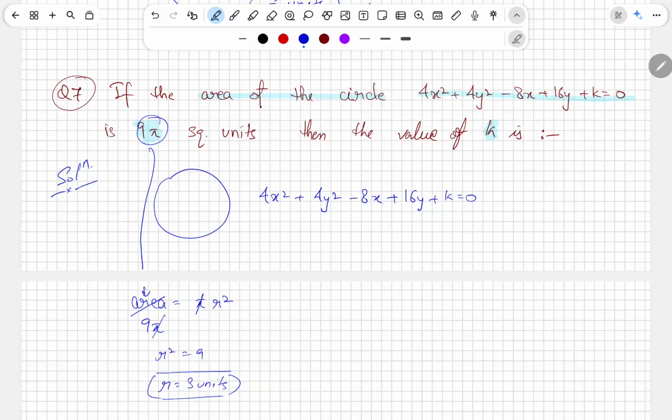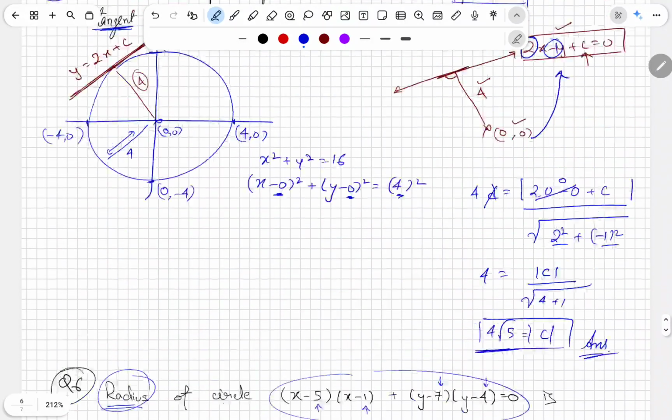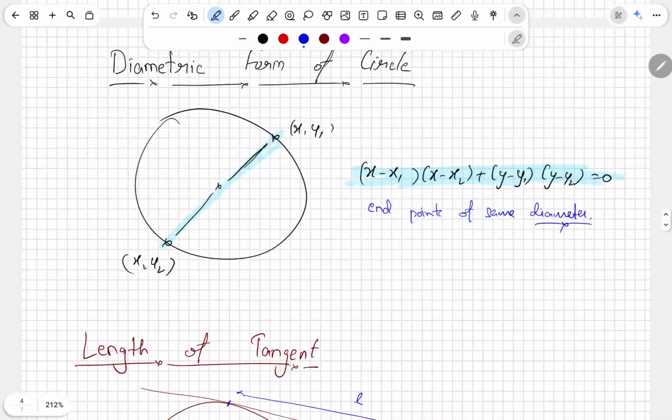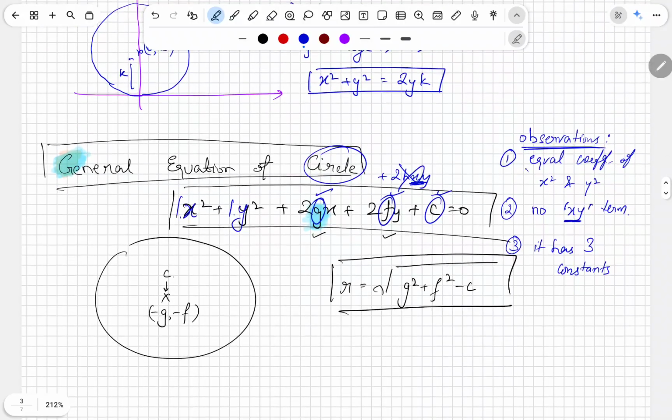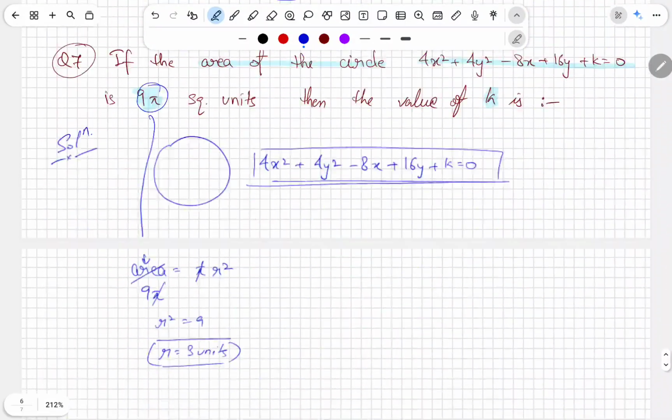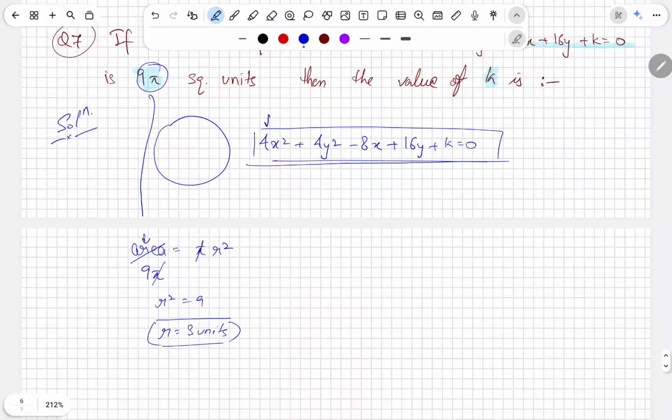Now I have the radius. This is my equation of circle. But in the previous video, if you remember, I showed you some observations: equal coefficients of x square and y square, and I made the coefficients of x square and y square as 1. So over here also I'll do the same thing. I have to make this and this 1. So I'll divide this equation by 4. This will become x square plus y square minus 2x plus 4y plus k by 4 equals to 0. Now this is the equation of my circle.